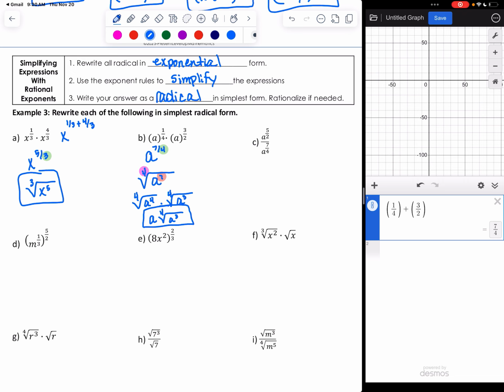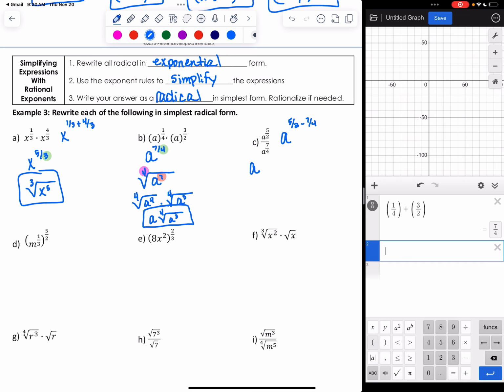All right, in problem C, we have a to the 5 over 2 divided by a to the 7 over 4. So remember, when we divide like bases, we subtract the exponents. So I could rewrite this as a to the 5 over 2 minus 7 over 4. So just reviewing your exponent rules. When we divide like bases, we subtract the powers. So this would be a, and I'll just use my calculator here to simplify this.